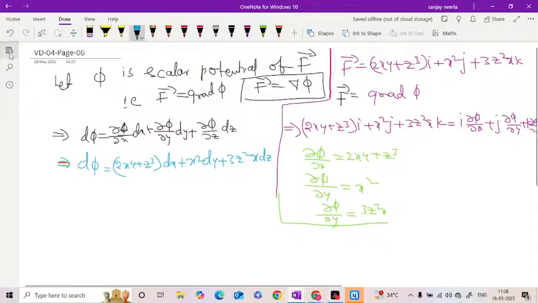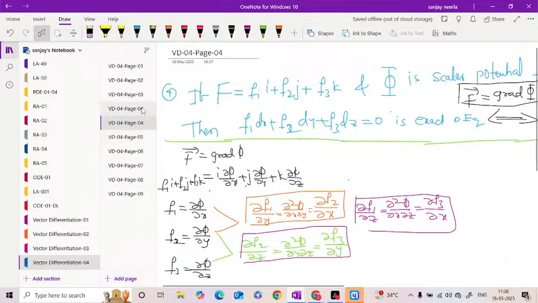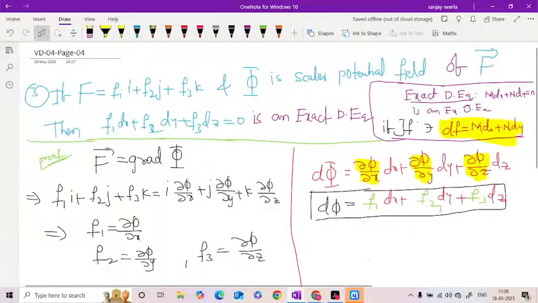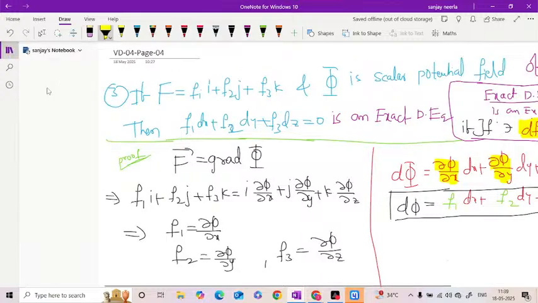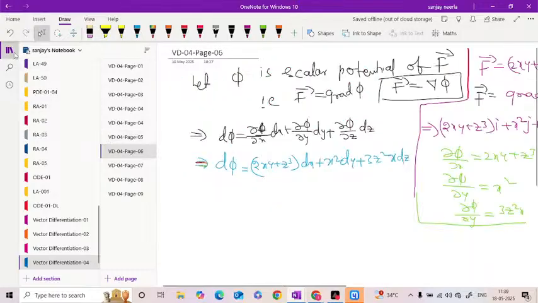But directly we know that according to property number 3, what is property number 3? Directly dφ is equal to f1 dx plus f2 dy plus f3 dz. We can write this result directly. So directly we will use that result.